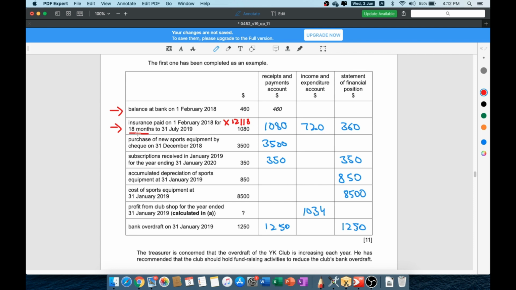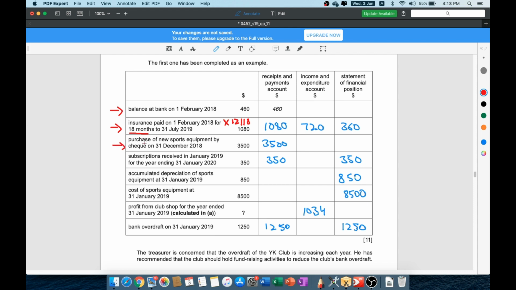And then because he says that we paid in advance for 6 months, to calculate the advance payment for 6 months, we're just going to multiply 1080 by 6 over 18. The 6 months out of 18 months of payment. All right, so that gives us $360, and that goes in the balance sheet. Why? Because that becomes a prepaid asset.